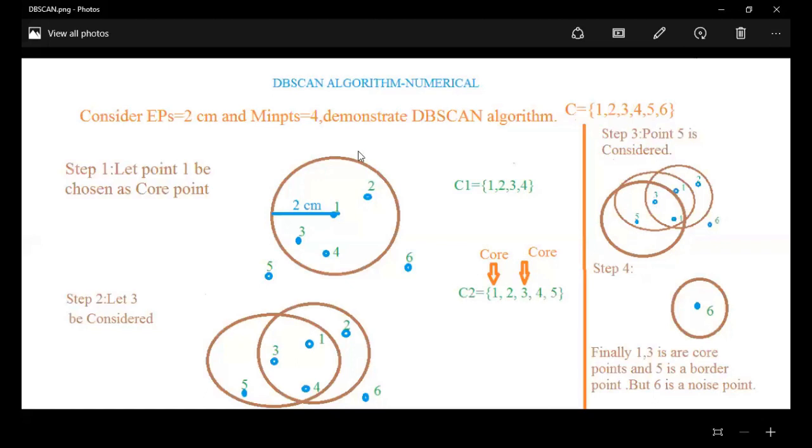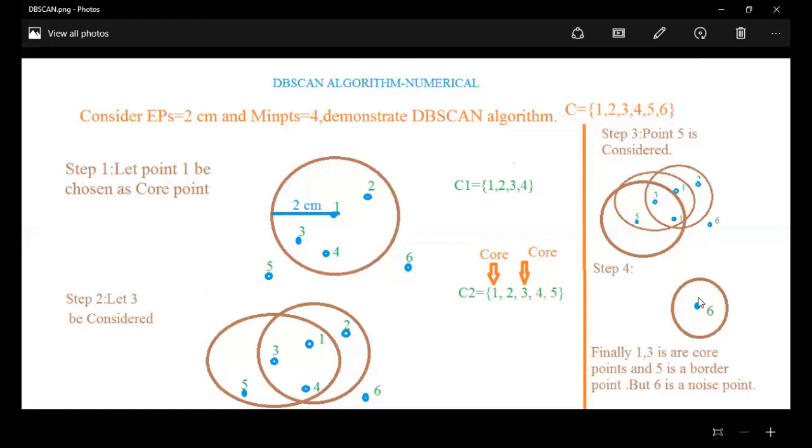If it is not considered as a core point, we have to check whether it is a border point. So how to check whether it is a border point? It should be nearer to one of the core points. We can see here that in the previous step we computed that 1 and 3 are both core points. Now we have to check whether 5 is nearer to 1 or 3. Yes, it is nearer to 3, which is a core point. Hence 5 is considered as a core point. Sorry, it is considered as a border point. So 1 and 3 are considered as core points and 5 is considered as a border point because it is not satisfying the criteria of minimum points as 4.